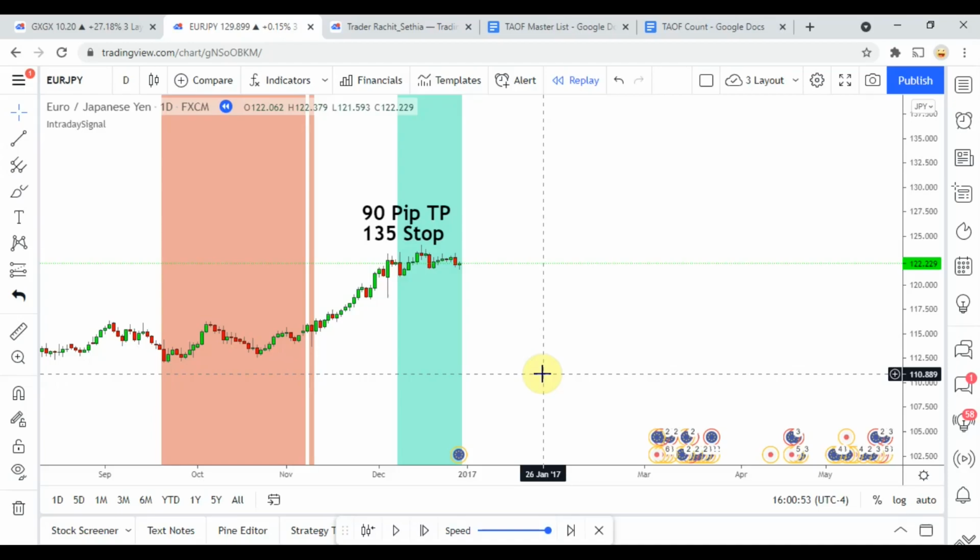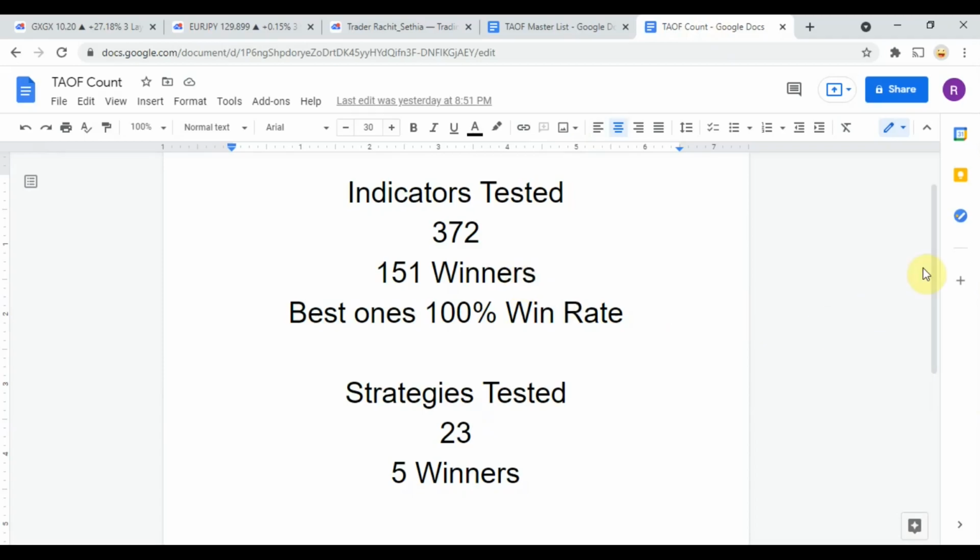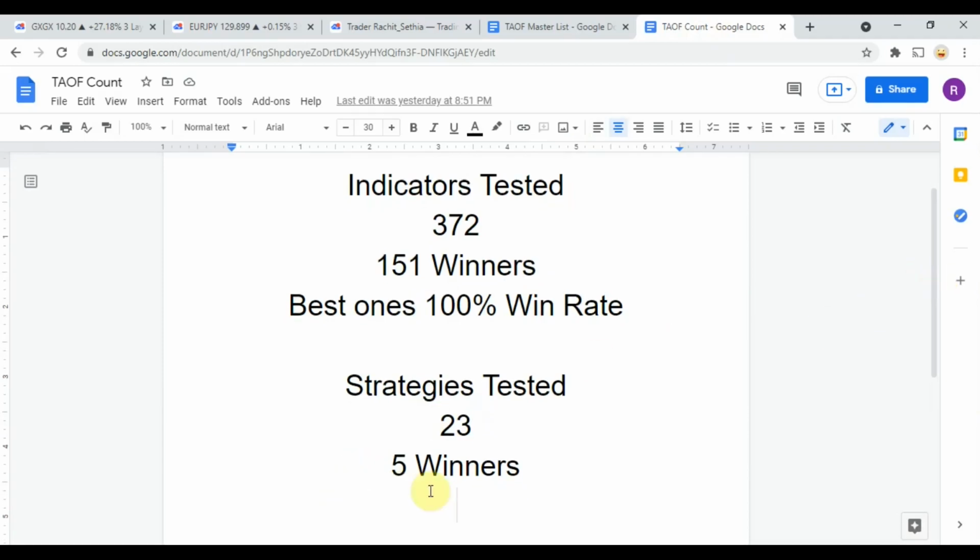Alright, as I said, today we will be testing the intraday signal indicator. Before we do though, I wanted to put the testing scoreboard up for everyone to see. So to date, we have tested a total of 23 different strategies, with 5 of them being winners. We have also tested a total of 372 indicators, with a total of 151 winners, which means that they have met or exceeded the 60% win-loss ratio threshold that we have set for them. The best ones so far were able to achieve a 100% win rate.